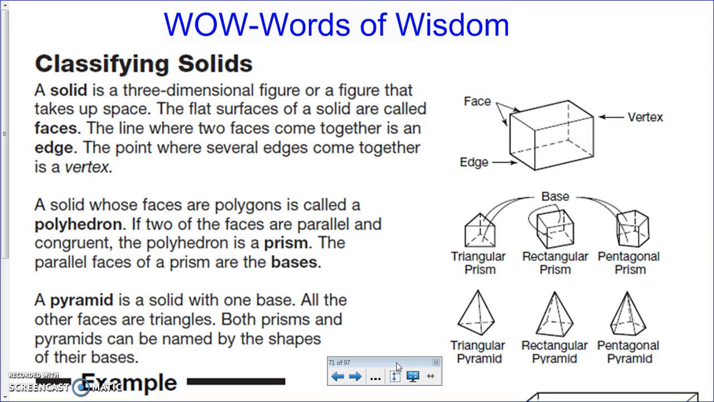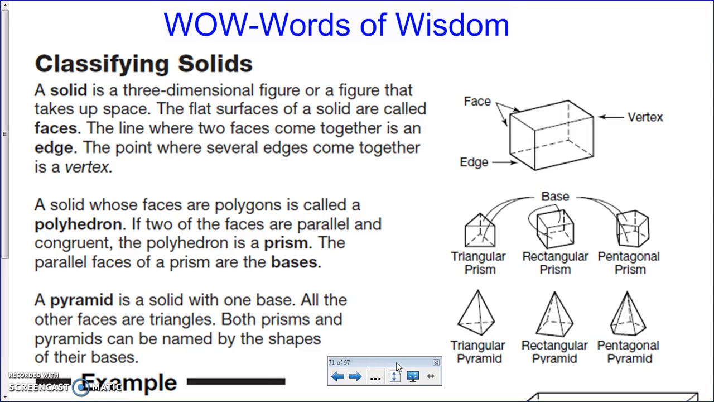A pyramid is a solid with one base. All of the other faces are triangles. Both prisms and pyramids can be named by the shapes of their bases. So if we look to the right, we have a triangular prism, a rectangular prism, and a pentagonal prism. They're all prisms because they have two bases, and the name changes based on what the base is. So in the first one, it's a triangle. Second one, it's a square or rectangle. Third one, it's a pentagon.